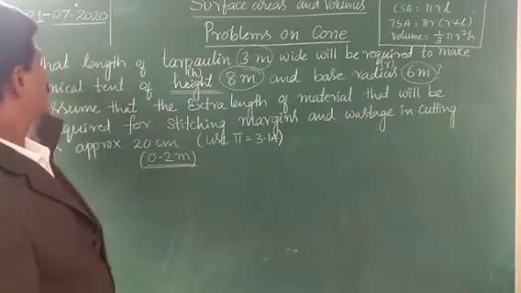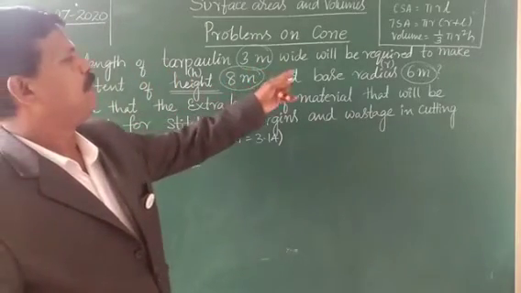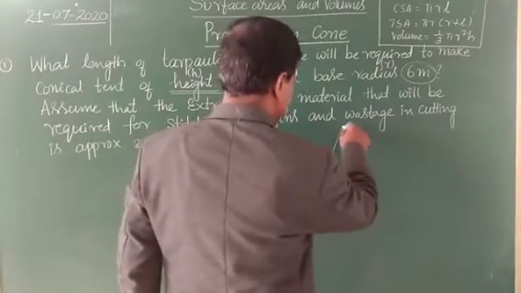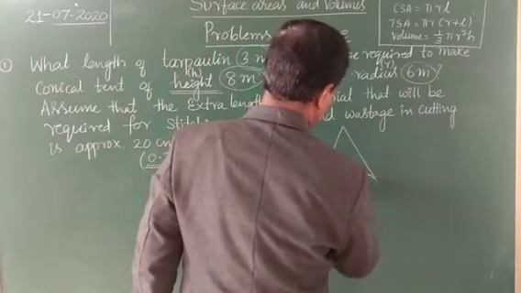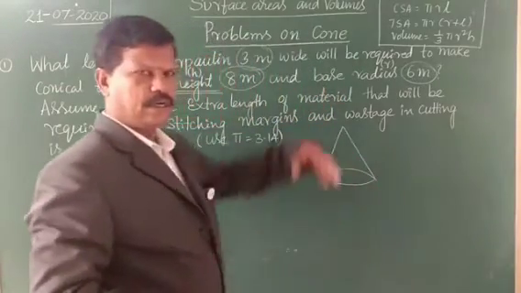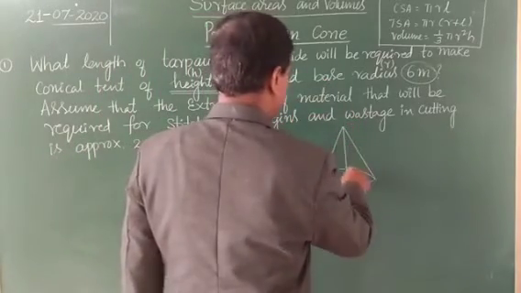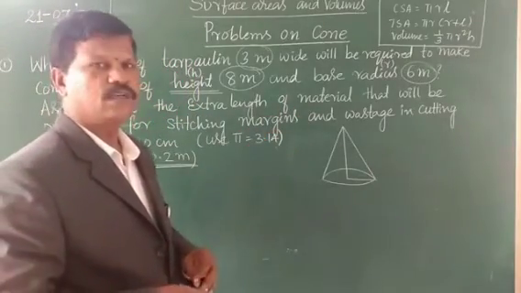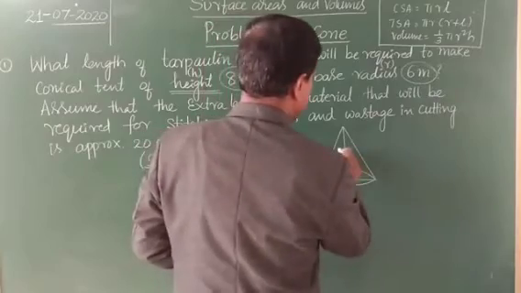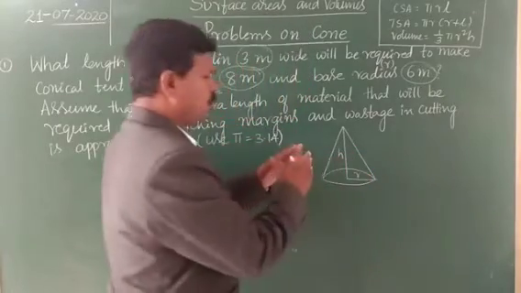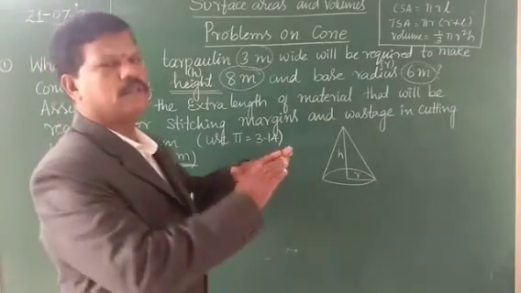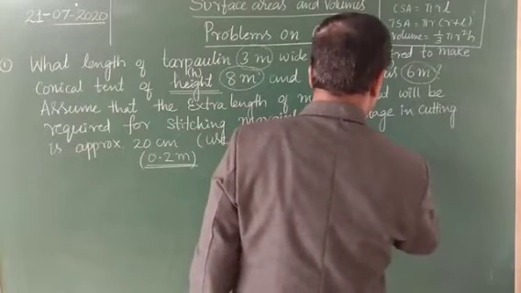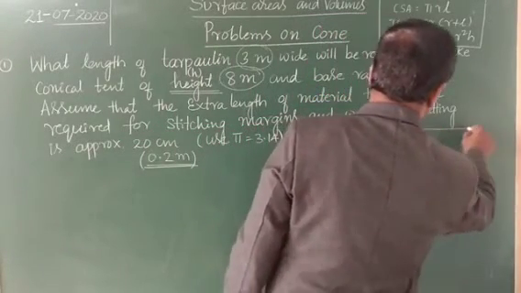You know that the length of tarpaulin will be required to make a conical tent. A conical tent is like this. This is the conical form. The tent in the conical shape, which military persons construct like this. Here this is h and this is r. So when you open that, you have the sector. Now here this is equal to a rectangle.